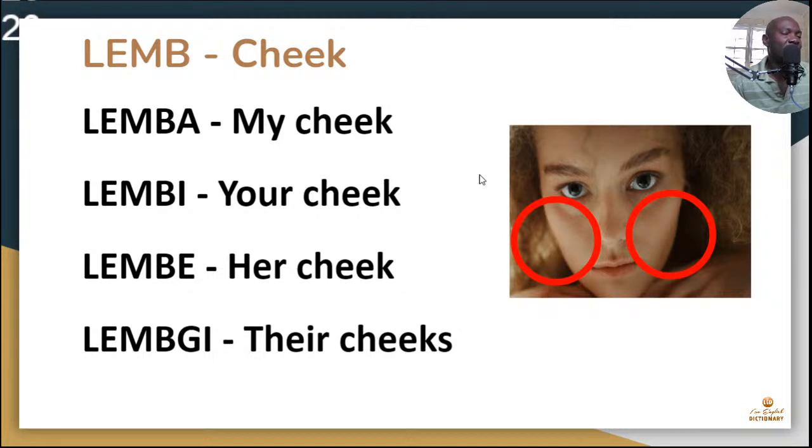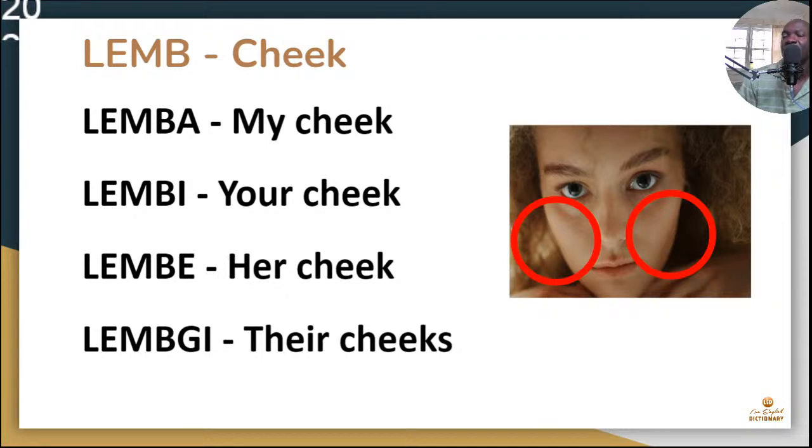Cheek or limb. Limb is a cheek. So limba, my cheek. Limbi, your cheek. Limbe, her cheek. And limbgi, their cheeks.